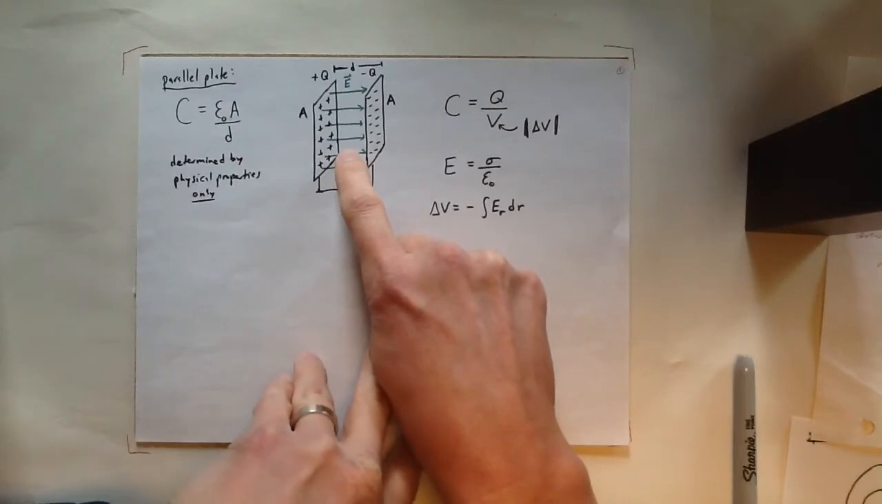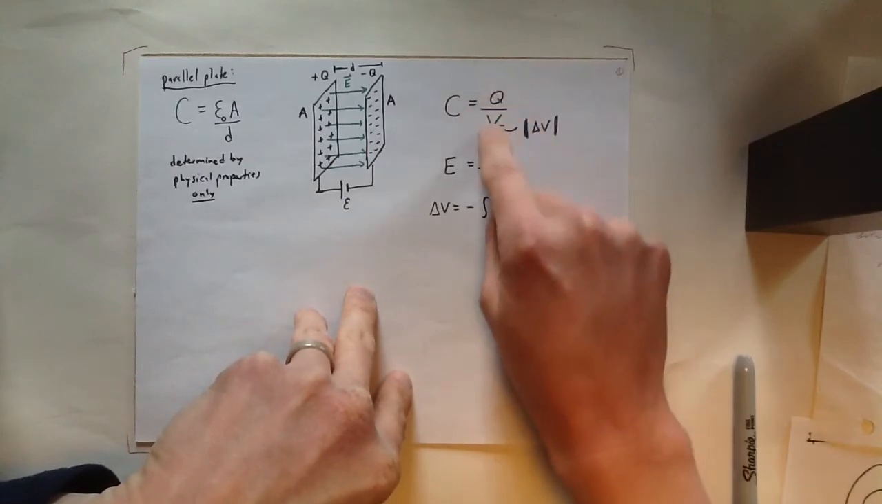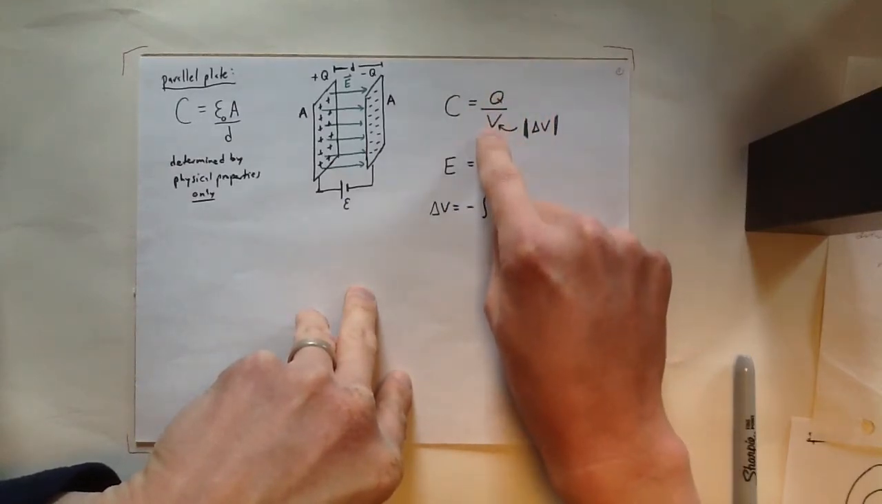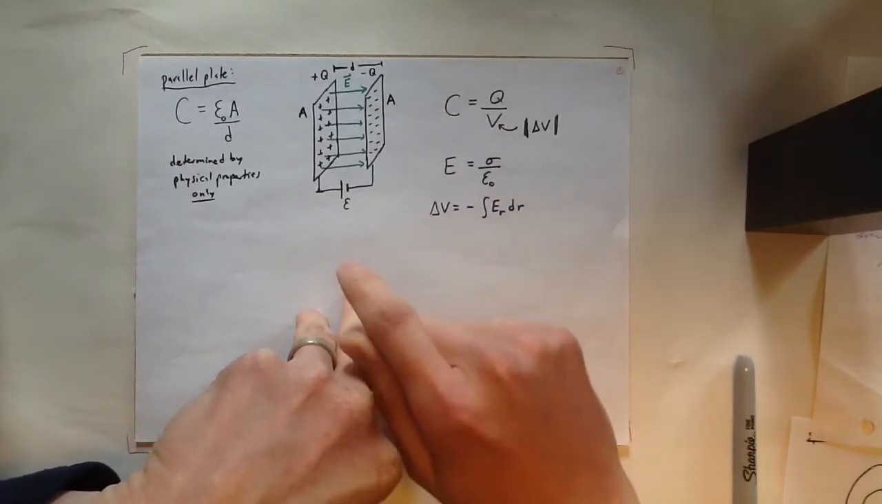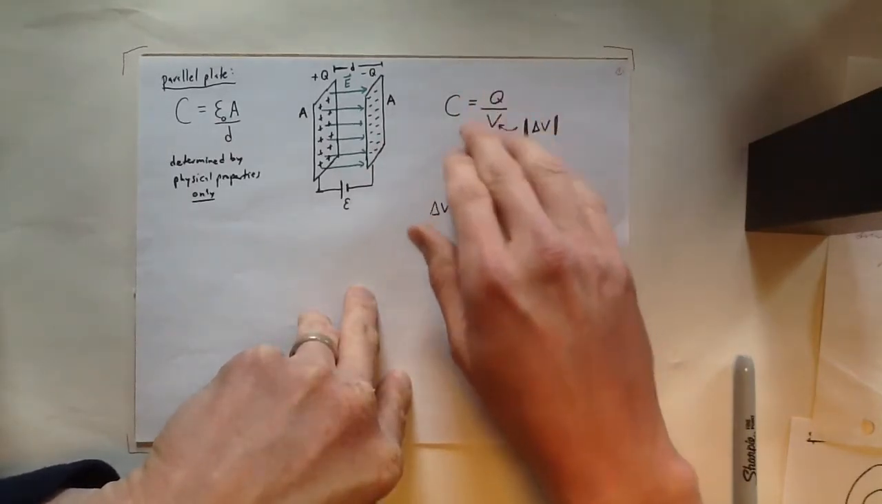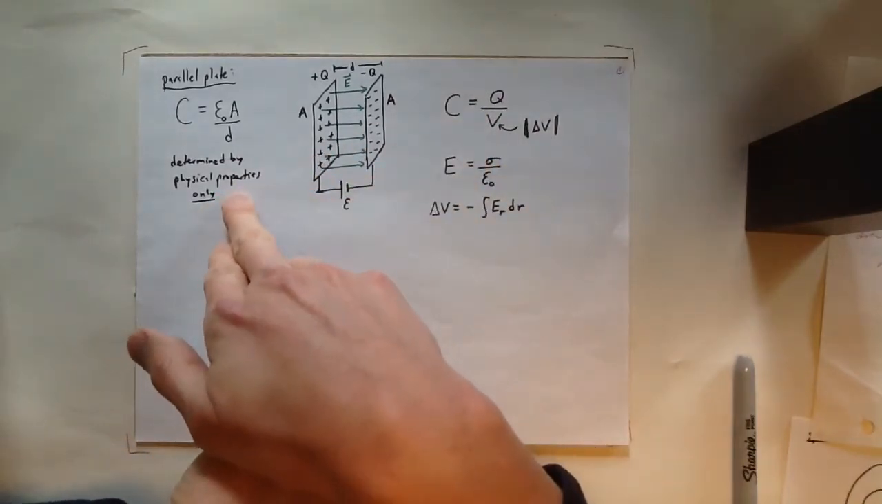Okay, so how do we find the capacitance? Well, the capacitance is defined as Q over V, and so if we can find the Q divided by the V, then we get the capacitance. And of course my goal is to show you that when you take this ratio you do indeed get something that is determined by the physical properties only.